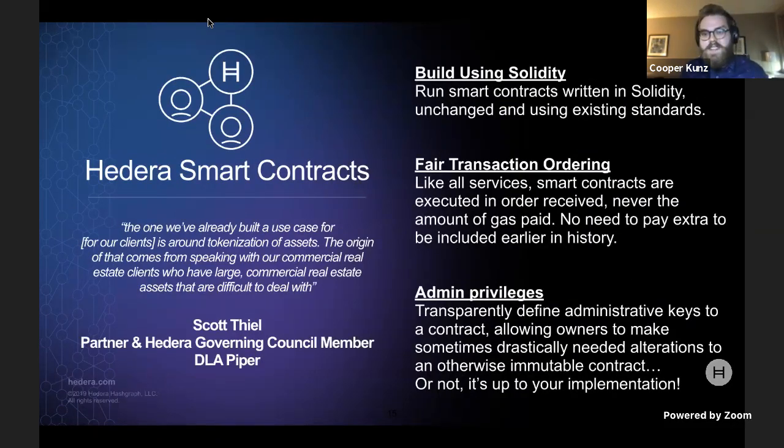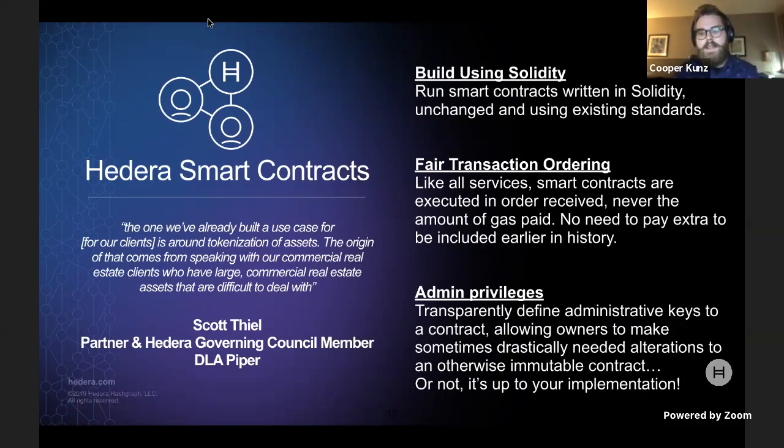Hedera has support for Solidity smart contracts, which is something we're really, really excited about. So everyone who's building on Ethereum, building on these other networks, can bring their Solidity smart contracts to us and deploy them without any changes. Unlike running on Ethereum or some of these other networks, we actually have fair ordering. You can't pay more gas to be included earlier in transaction history. You're always going to pay the same fee, and you're going to have the same advantages or opportunities that everyone else does to get included earlier in state.